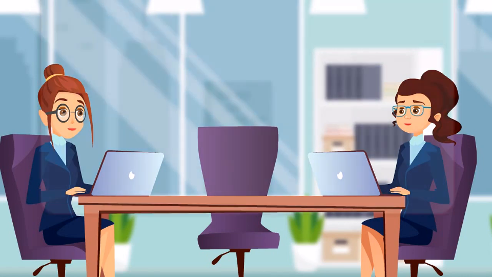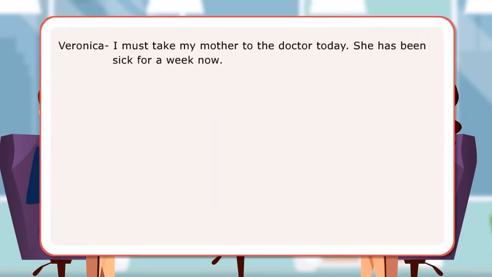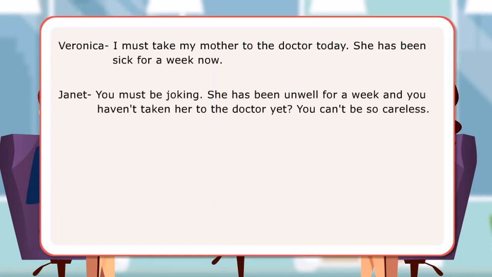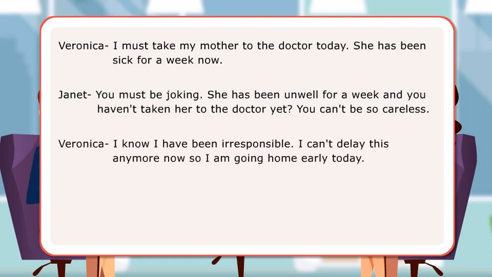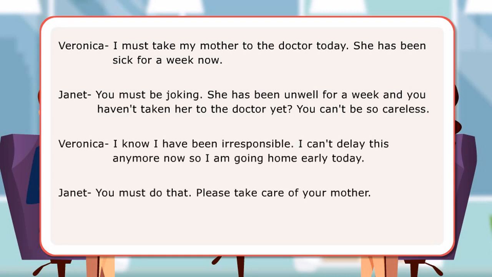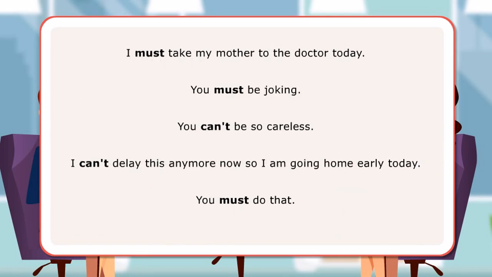Thank you. In the dialogues, the girls have used must to express what they believe to be true, what is important, and can't to express what they believe is not possible. Here are examples of sentences with must and can't.